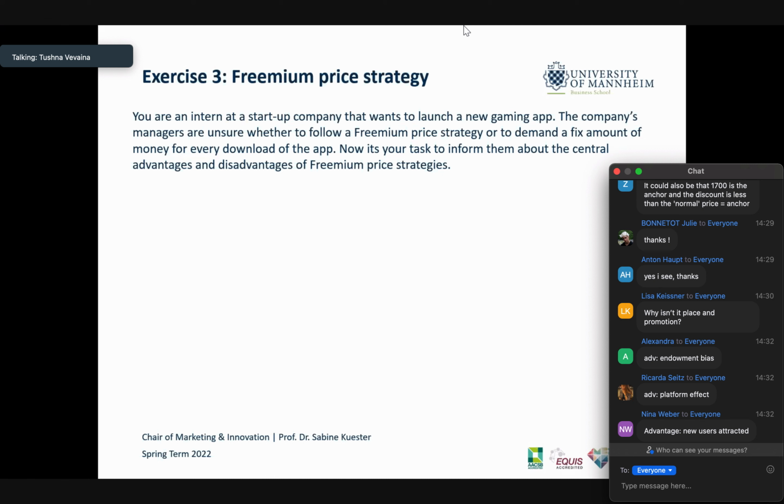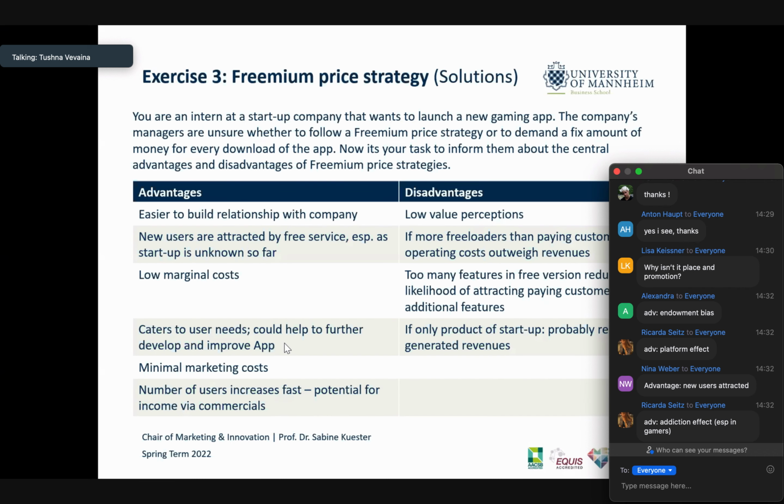Advantage, platform effect, new advantage, endowment bias, advantage, new users attracted. Great answers. And especially new users attracted is something that we focus on in the freemium strategy. You acquire a huge new user base, and for startups that are relatively less known, it could be very helpful to build their user base, and then your number of users increases, and this creates a potential for advertisers to come on your app and be willing to pay you for it.